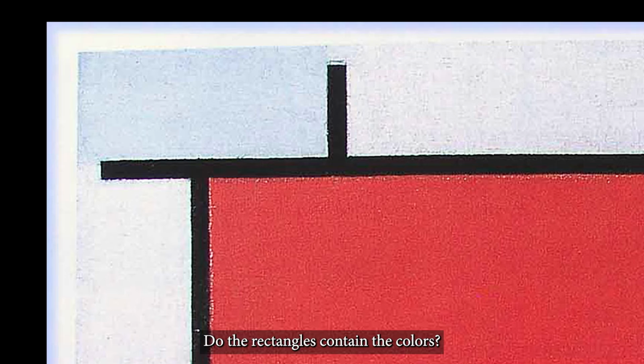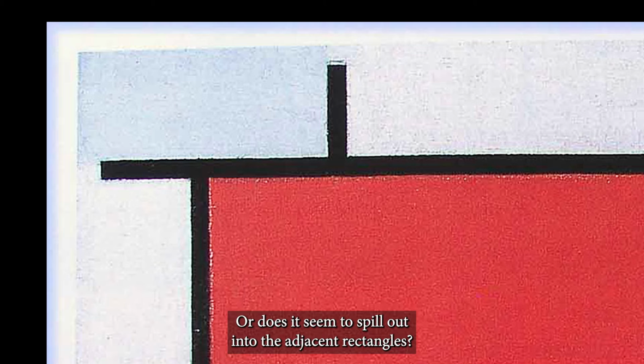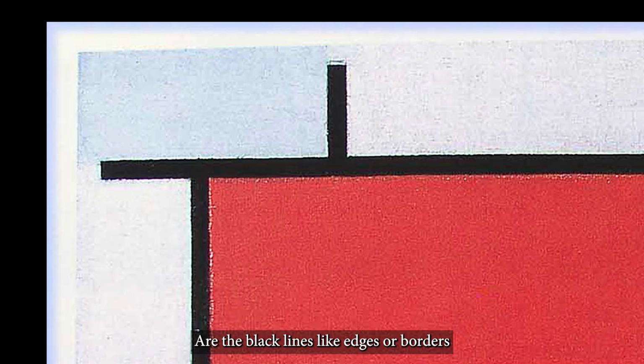Do the rectangles contain the colors? The blue, for example, is it confined within a single shape, or does it seem to spill out into the adjacent rectangles? Are the black lines like edges or borders on the inside of which are the colors?